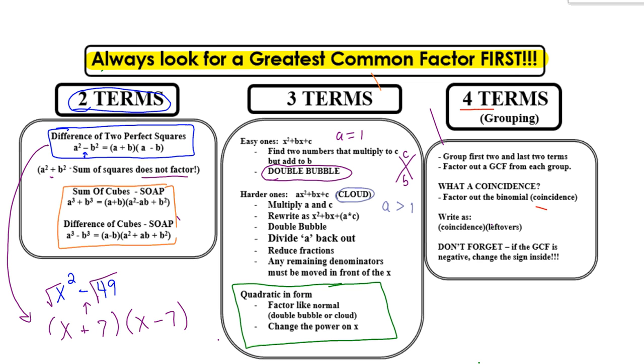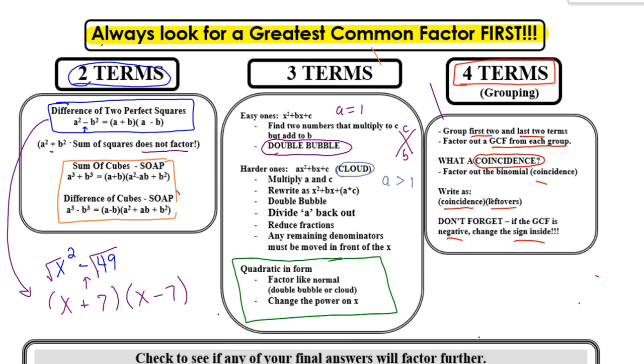This is when there are 4 or more terms. Remember, you group the first 2 and the last 2. Find a GCF from each group. What a coincidence, right? They both have it. The coincidence goes out in front, and then your leftovers are what go inside there. Don't forget to look if there's a GCF. If the GCF is negative, change the signs inside. If you look back at some examples there, you'll remember that stuff.